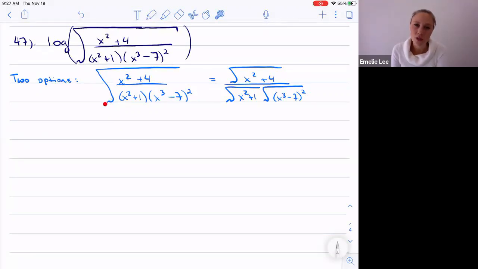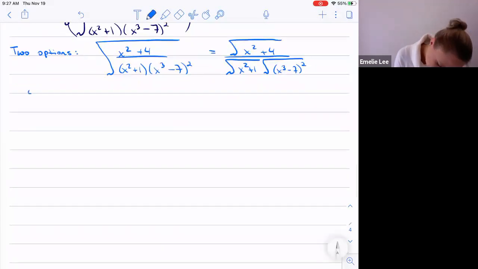A square root is just the power of 1/2, right? So properties of exponents say that I can split the exponent over division, right? And as long as I'm multiplying down here, right, I'm multiplying x squared plus 1 by x to the 3 minus 7 squared. So as long as I'm multiplying, I'm allowed to split up the root, right? I can't do the root over x squared plus 1. I can't split it up. Only multiplying and division, I can split it up, right?